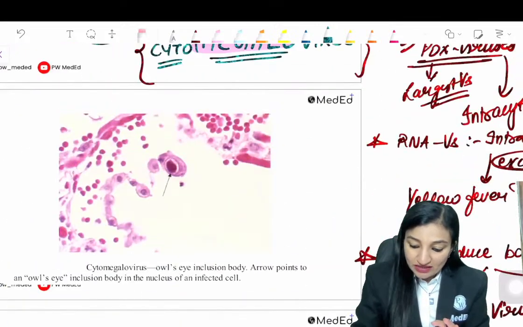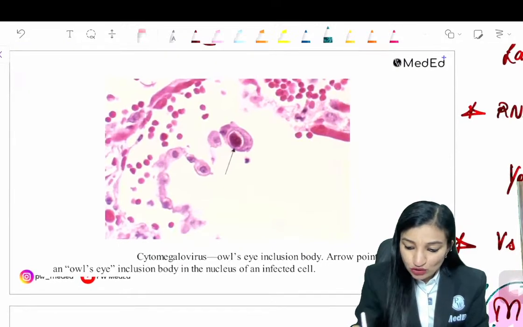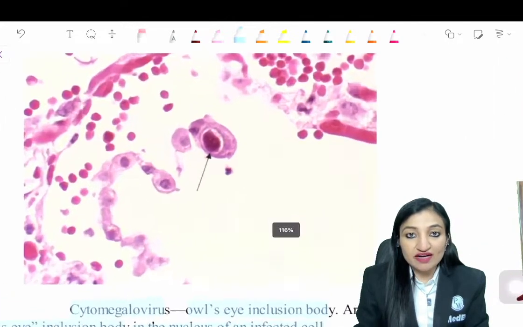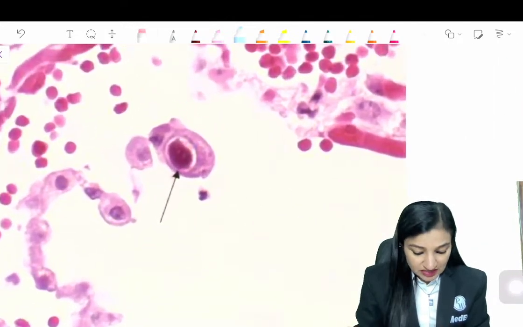Okay, now have a look at this. So this is cytomegalovirus, owl's eye inclusion body. This arrow is pointed towards an owl's eye inclusion in the nucleus of the infected cell. Is this clear?